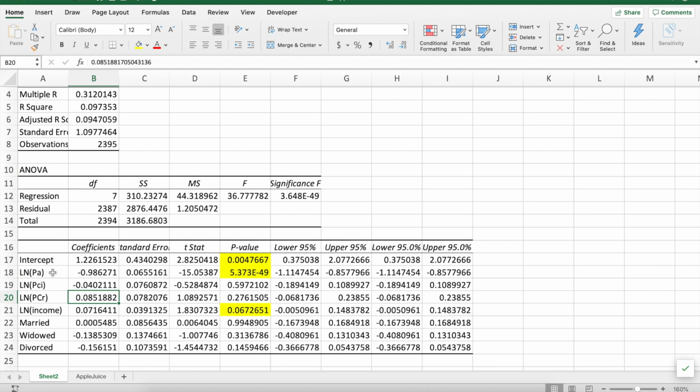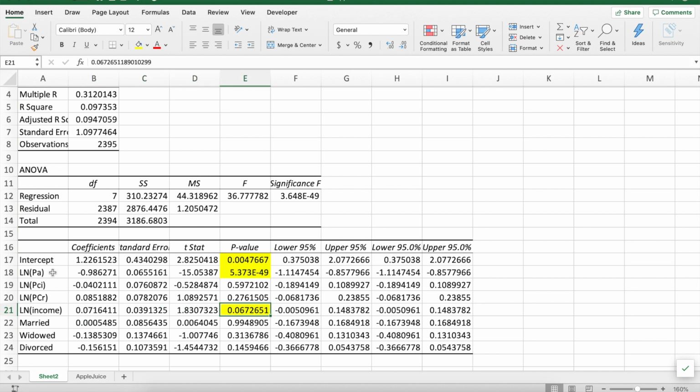Okay. Income is almost significant. It's not quite. So if we just pretend it is significant, if, for example, we set our alpha at 0.1 instead of 0.05, then this coefficient is 0.0716, which is in between 0 and 1, meaning that apple juice is essentially, again, according to this data, a necessary good. Okay, it's a normal good because it's positive, and because it's between 0 and 1, that means it's a necessary good, which, again, you may or may not believe according to the data.